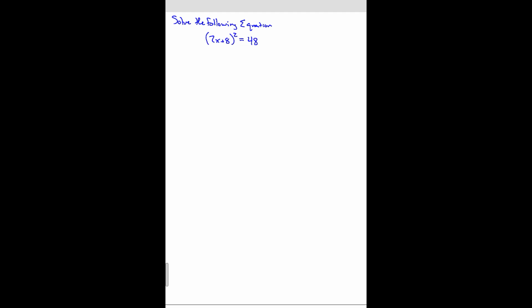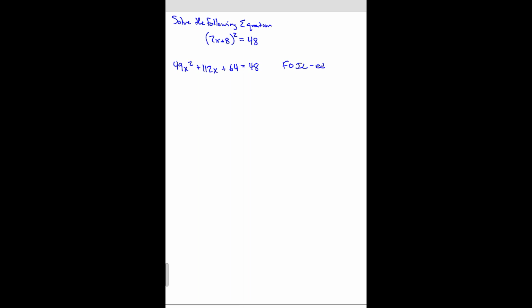All right. So if you want to do it using the quadratic formula way, we have to expand this. We have to FOIL the 7x plus 8 squared into standard form. If we FOIL the 7x plus 8, minus the little steps in between, you would get 49x squared plus 112x plus 64 equals 48. Okay, now that's just FOILed.